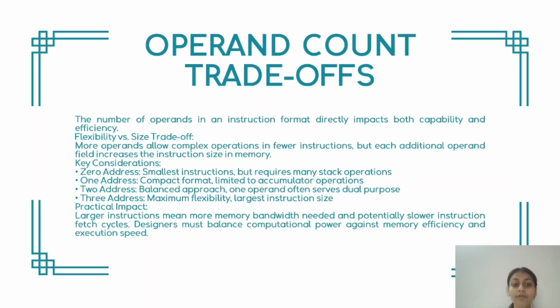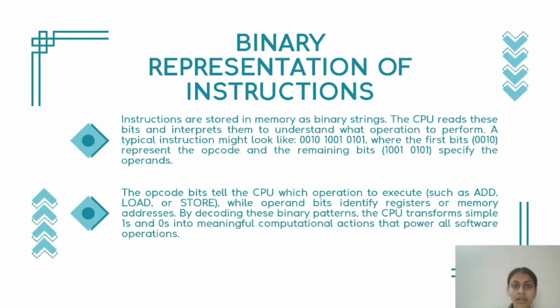One address: complex accumulator operations. Two address: a balanced approach, where one operand often serves a dual purpose. Three address: maximum flexibility, but the largest instruction size. Larger instructions mean more memory bandwidth is needed and potentially a slower instruction fetch cycle. Designers must balance instruction power against memory efficiency and execution speed.